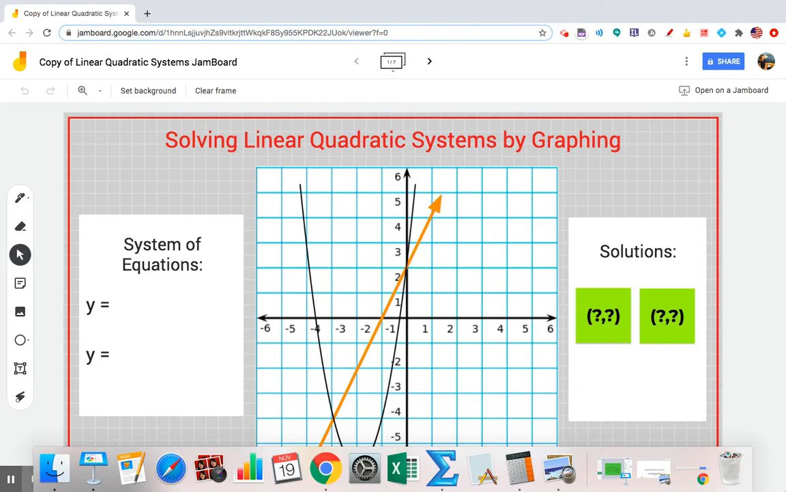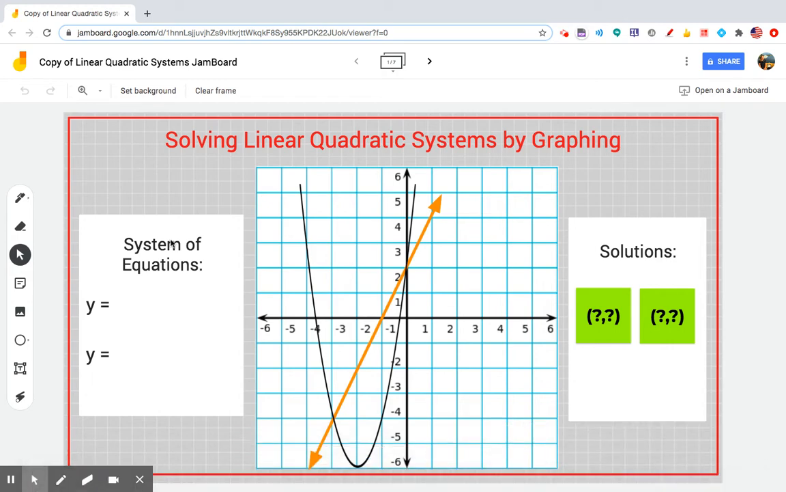In this lesson, we'll be solving linear and quadratic systems by graphing. And we're going to be using a Jamboard. On the opening frame we have a picture of a quadratic function and a linear function graphed on the same coordinate plane. The solutions, if there are any, to a system of equations are where the two functions intersect. At what x and what y value do the two graphs meet?